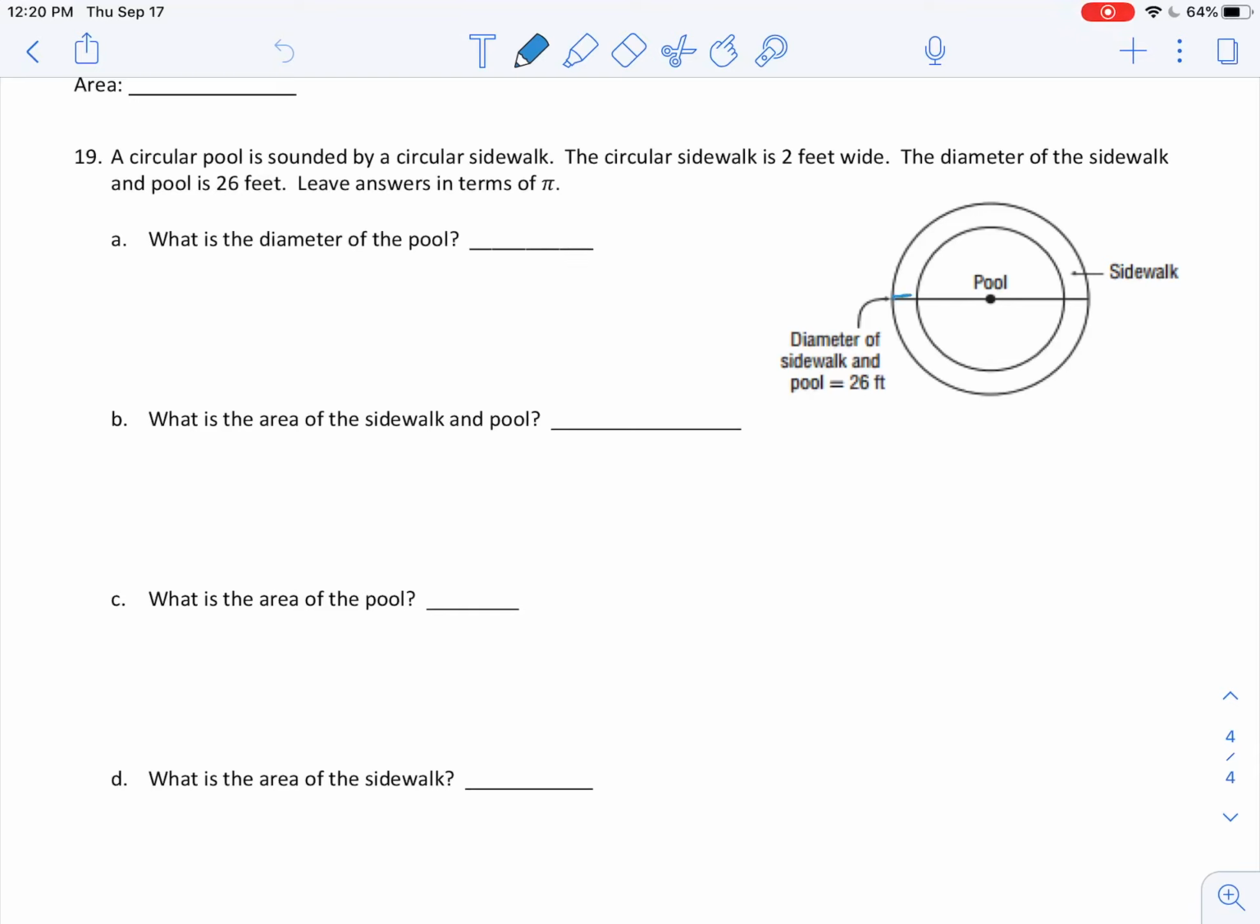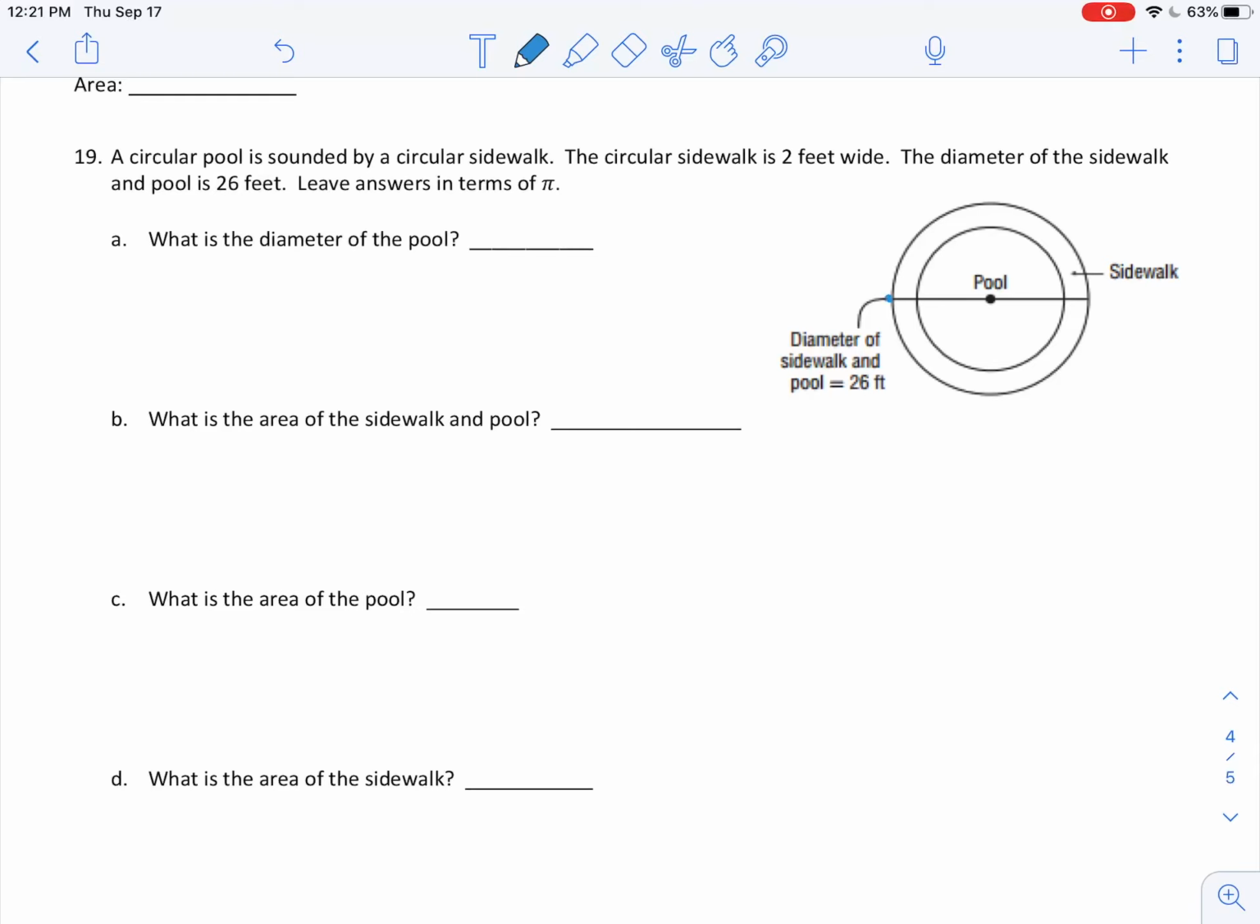And the length across the circle is 2 feet. So this chunk is 2 feet. This chunk, anytime you walk from the pool to the grass, you're going to be walking 2 feet. The diameter of the sidewalk and the pool is 26. So remember, diameter is all the way across your shape.